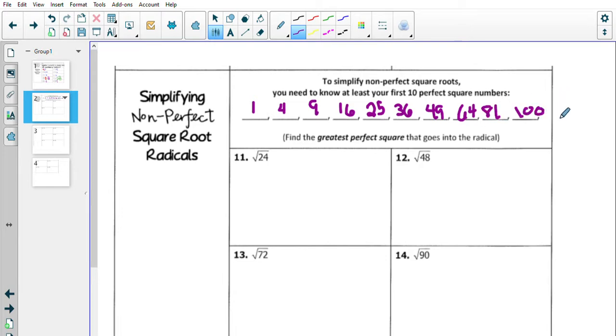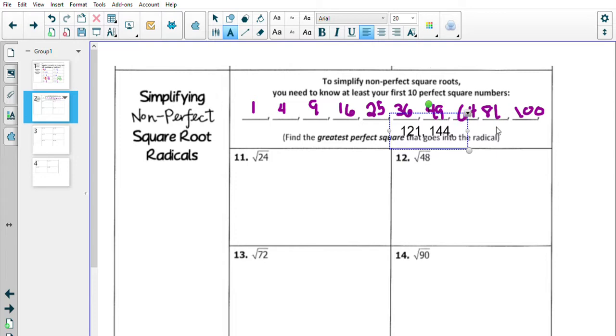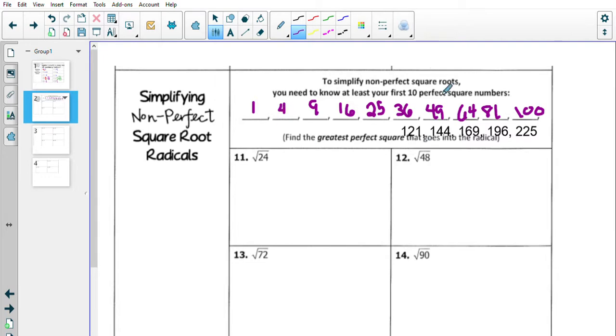I suggest that you know the next 5 as well. Your next 5 are going to be 121, then 144, then 169, then 196, and then 225. Those are your first 15 perfect squares. How we get these perfect squares: 1 is 1 squared, 4 is 2 squared, 3 squared, 4 squared, 5 squared, 6 squared, and all the way up to 15 squared.